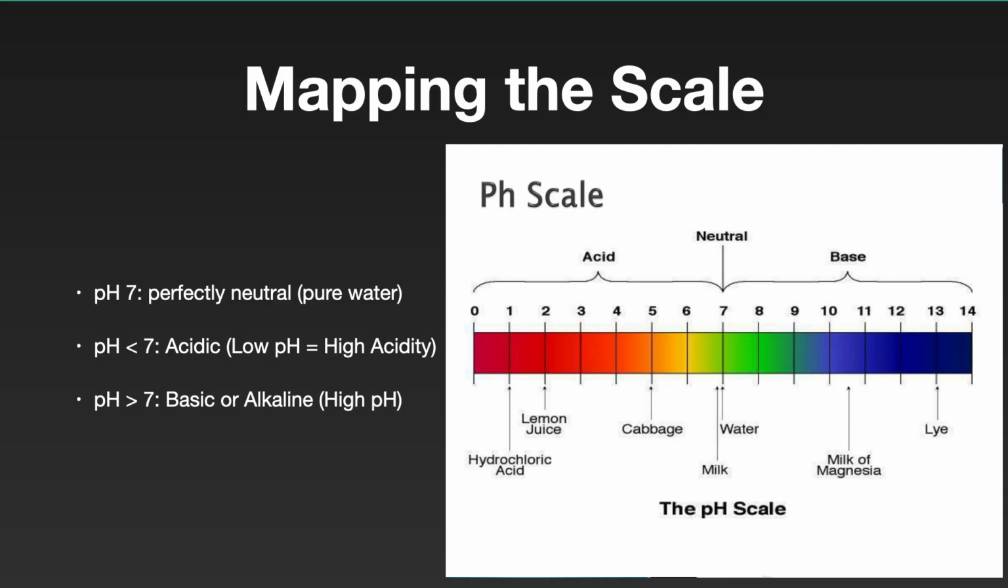The scale centers at 7, which is neutral. Anything with a pH lower than 7 is acidic, so a pH of 2 is much more acidic than a pH of 5. On the other side, anything with a pH higher than 7 is basic, which we sometimes also call alkaline. That's why a high pH of 13 represents a very strong base.